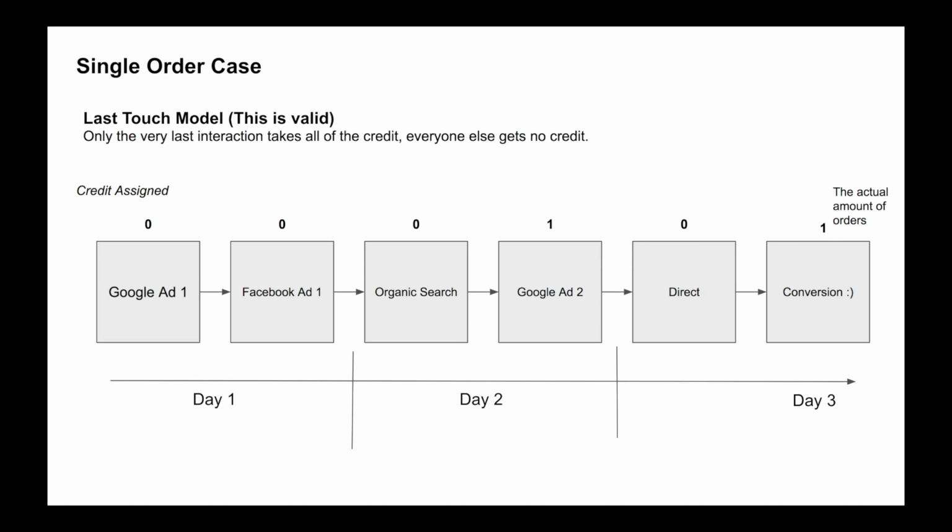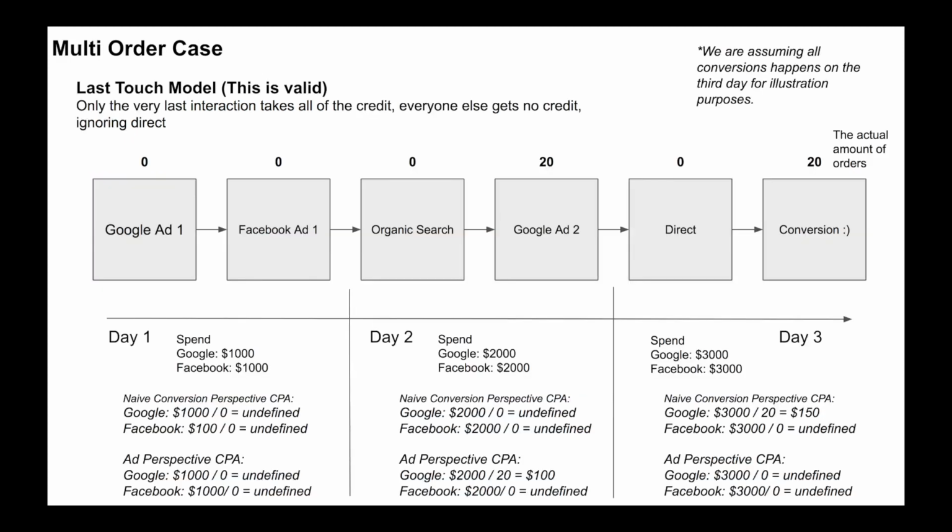So in single order case, as I said, we put direct in the trash can every single day. Google Ads on day 2 took all the credit for the conversion. And in multi-case, same idea, but let's look at the CPA computation once again.